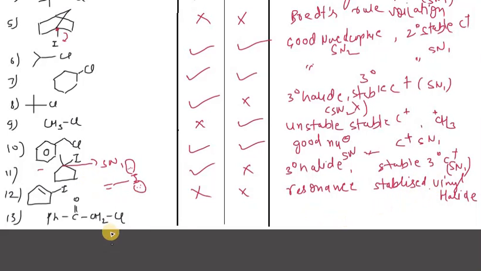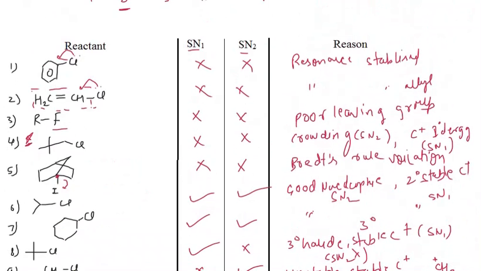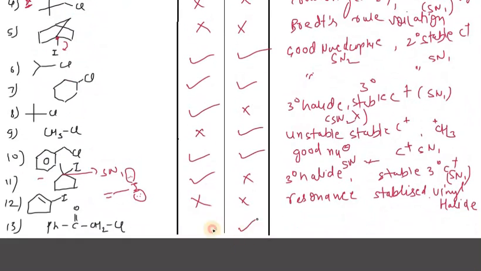Now we talk about this reaction. We know this has a stable carbocation. Again, if we see this compound, here it will not go towards SN1. It will go towards SN2. And this is a little bit strange. This particular compound, alpha halo keto, is most reactive towards SN2.